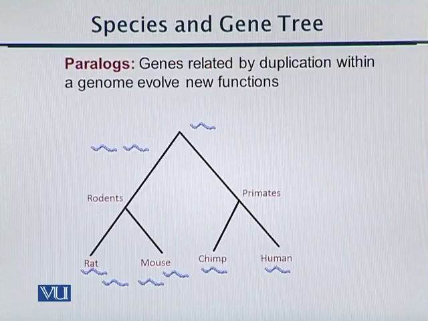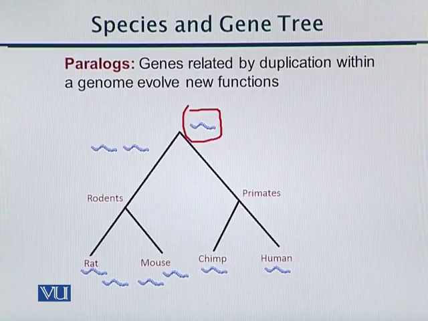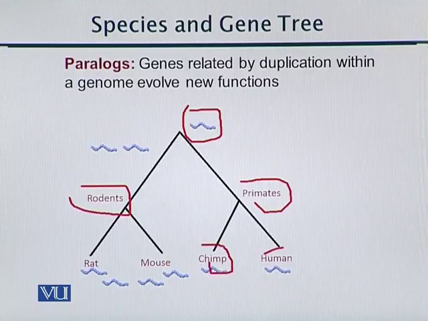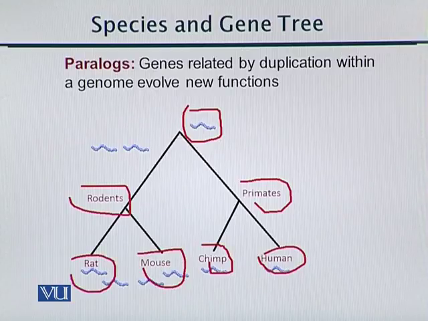So what is paralogs? Paralogs are genes which are related by duplication within a genome, and they evolve new functions. So what is happening here? Although we have one common ancestor which is shown here, and then we have primates and rodents. So they are from the common ancestor, but what happened? Now we have chimpanzee and human which are from the primates part, and we have rat and mouse which are from the rodents part. Although all these four have the common ancestor, which is shown here, based on their duplication of gene event, they have generated different species, which are shown in the last part.